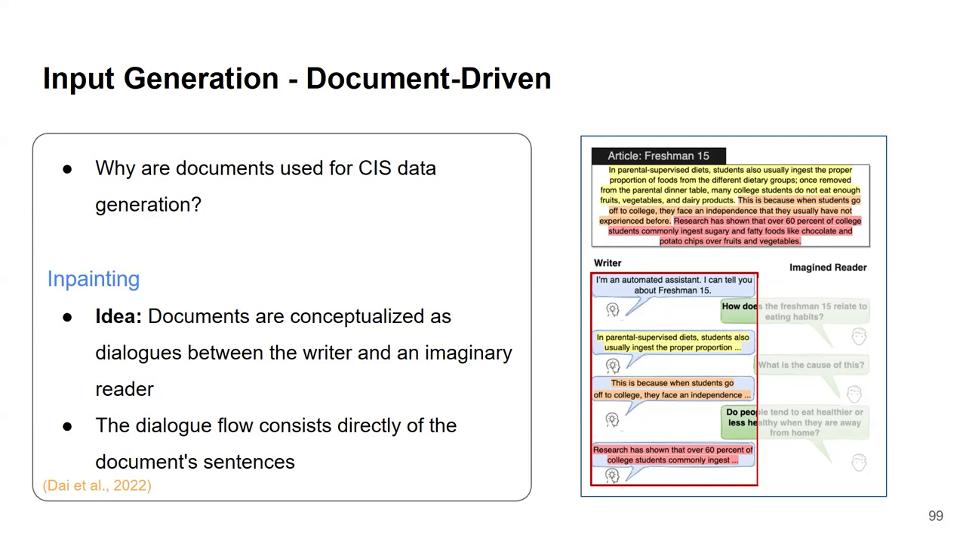The first way to convert these documents to a conversation is the inpainting approach. The idea is that we can say a document is like a dialogue between the writer and an imaginary reader. So each sentence of the document is the answer of the writer to the reader. Based on this assumption, each turn of the conversation can be mapped to a sentence of the document. So here, the dialogue flow is directly the document sentences. We can see in this example that three parts of the document map to the three turns of the conversation. And the next part tries to generate the sentence of the reader.